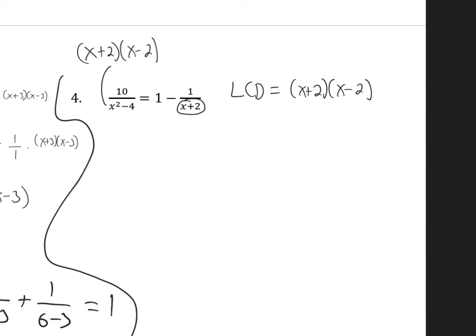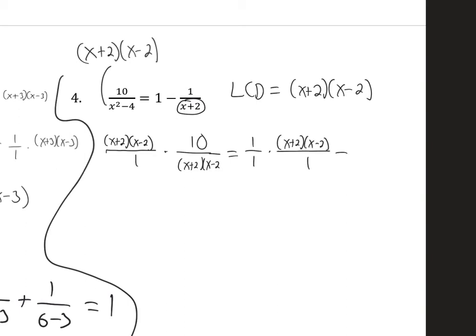There we go. So we're going to multiply everything by that. So we're going to do 10, we're going to do x plus 2, x minus 2 over 1 times 10 over x plus 2, x minus 2 equals 1 over 1 times x plus 2 times x minus 2 over 1, and then minus 1 over 1 times x plus 2, x minus 2.